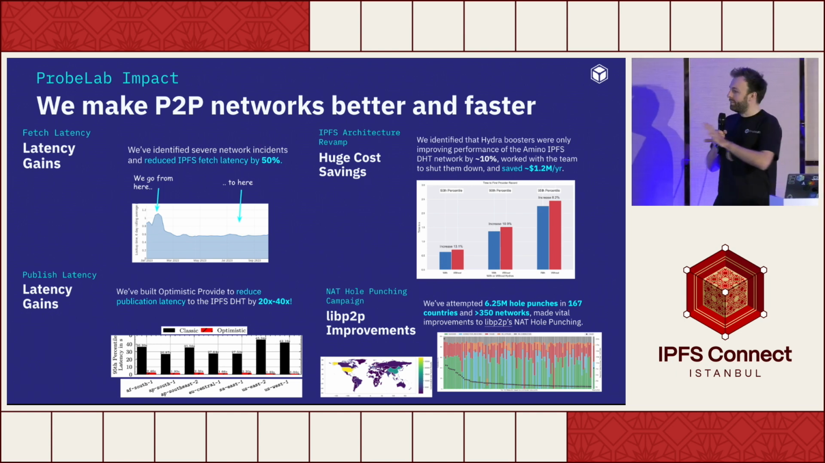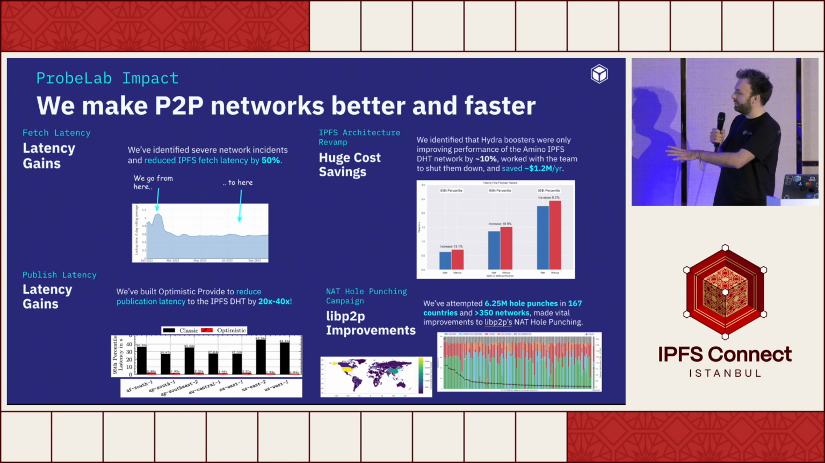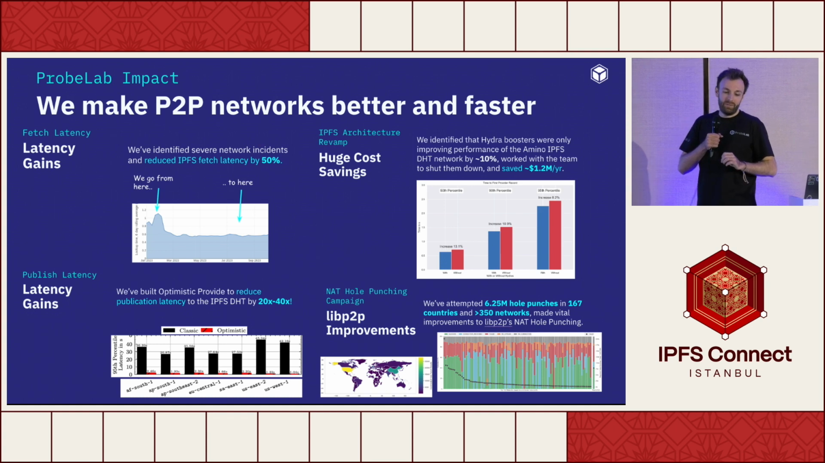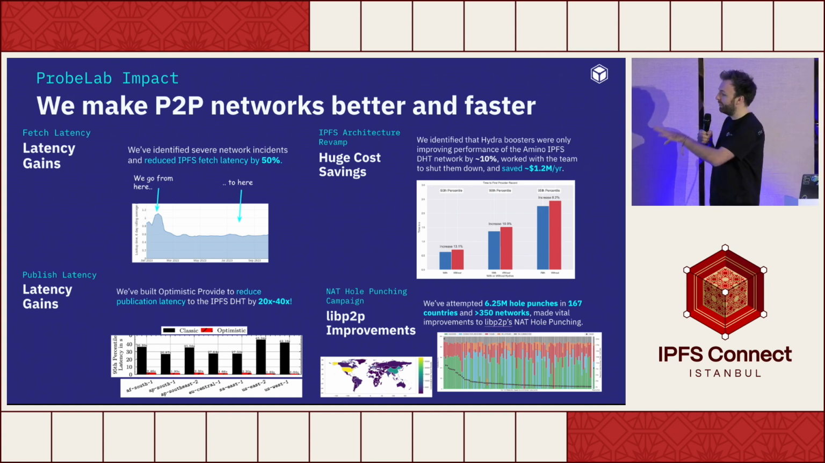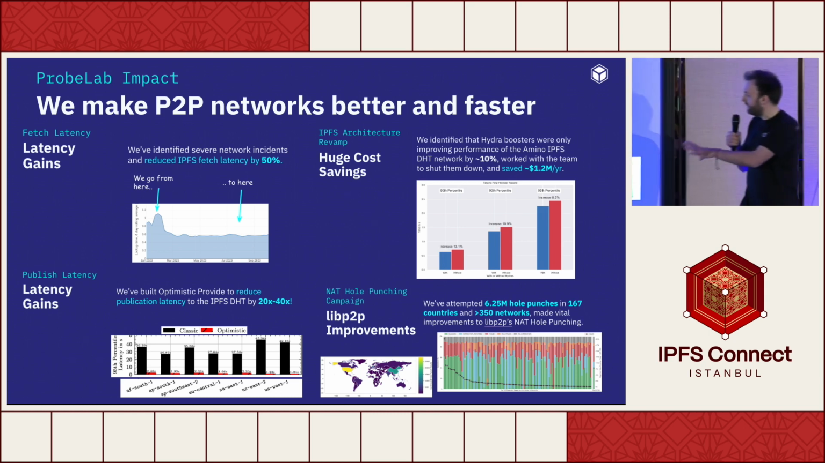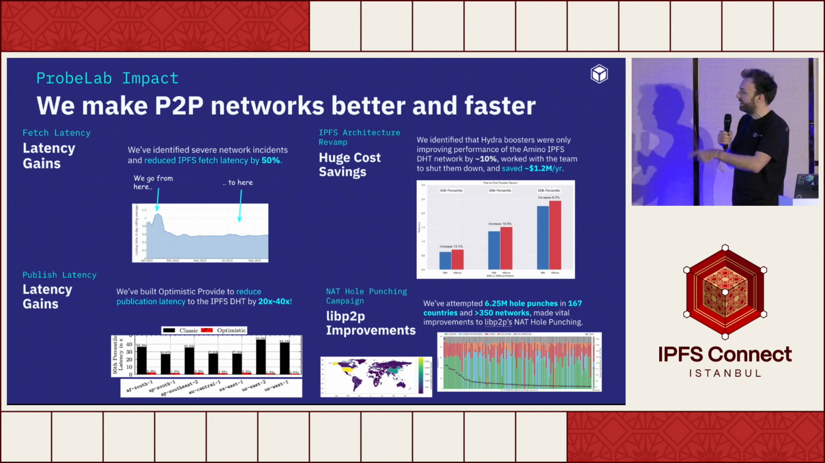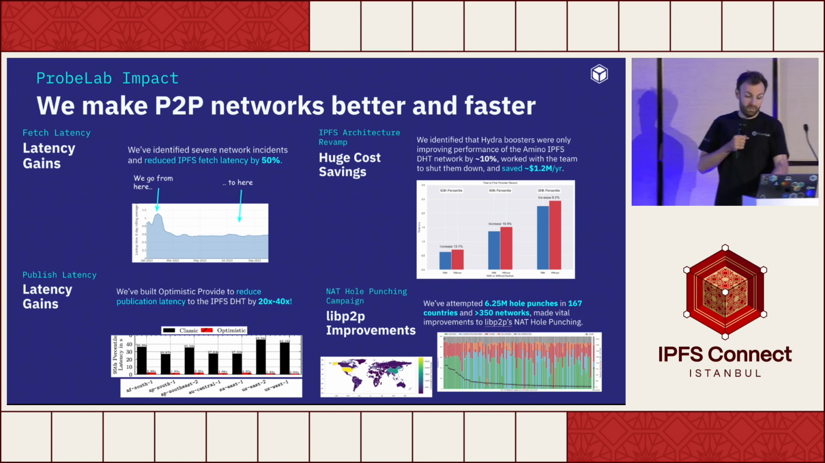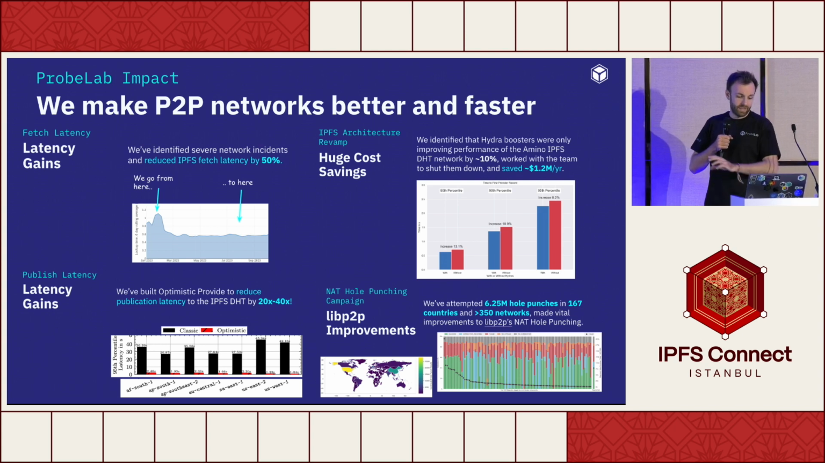But we at ProbLab designed a new algorithm, which we called Optimistic Provide, which is doing a few things differently. And without sacrificing availability of records in the DHT, we actually brought it down to less than a second. In this case, it shows second values, but this is only because we are showing the 95th percentile. But the average case is way less than a second.